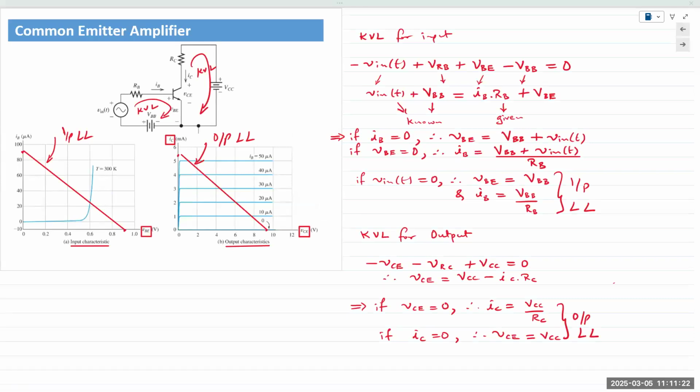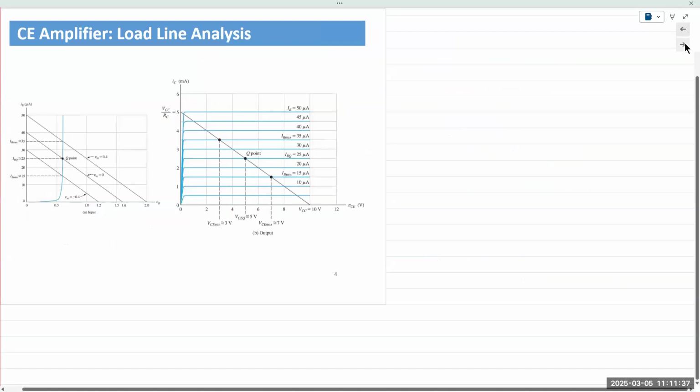Okay, so we drew our load lines by applying KVL on both the input side and the output side. So we have two load lines. So let's see what we can do with it. So here's the circuit. In this example, we have VCC equal to 10 volts.